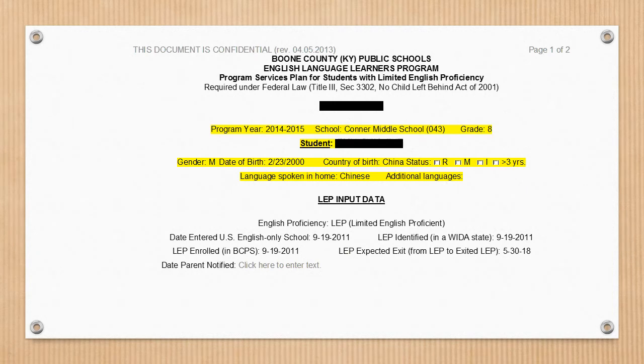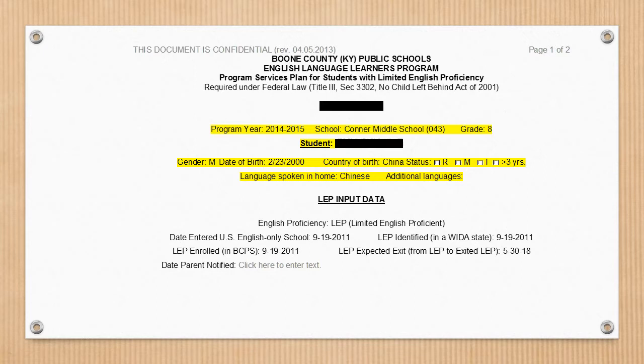The first part of page 1 is general data. This not only includes the student's name, what grade level they are enrolled in, and at which school, but it also tells us their birth date, country of birth, and their status. R means refugee, M for migrant, I for immigrant, and then the last block is for greater than 3 years immigrant.